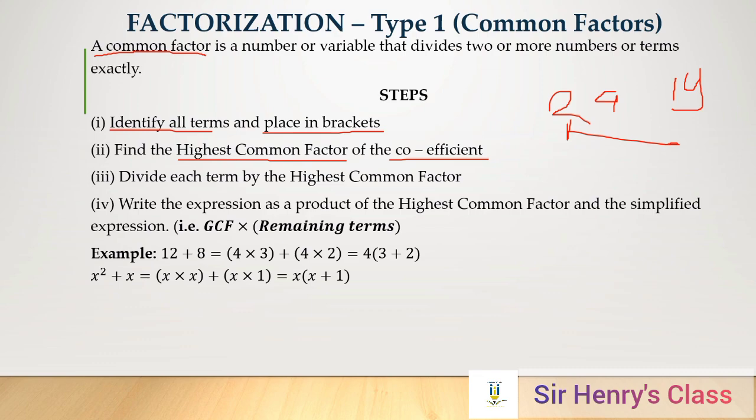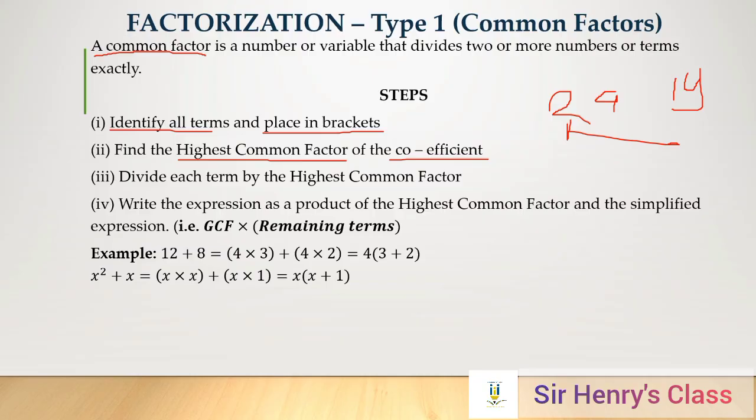Then divide each term by the highest common factor. Write the expression as the product of the highest common factor and the simplified expression. In simple terms, you can always factorize using type 1 by having the greatest common factor, which is also the highest common factor, out, multiplying the remaining terms.